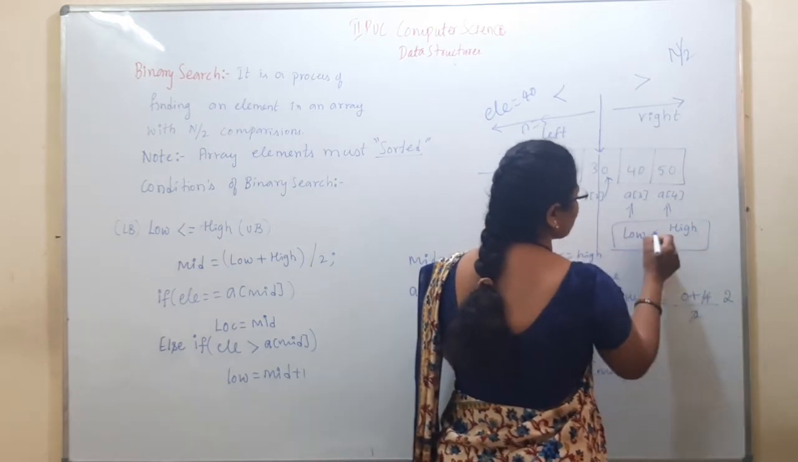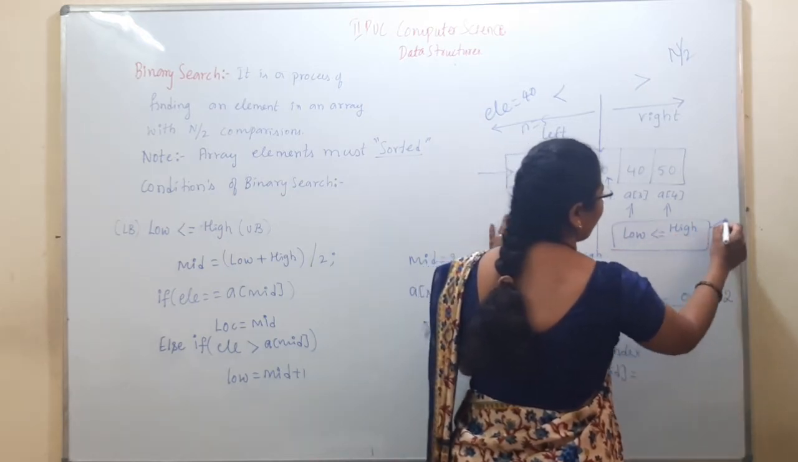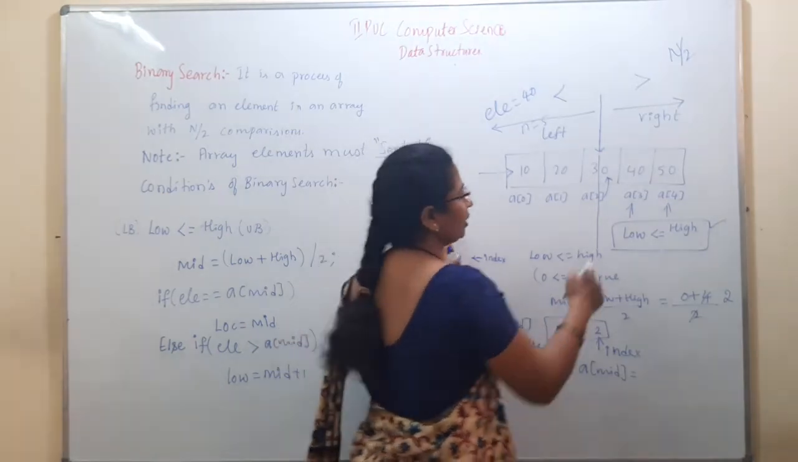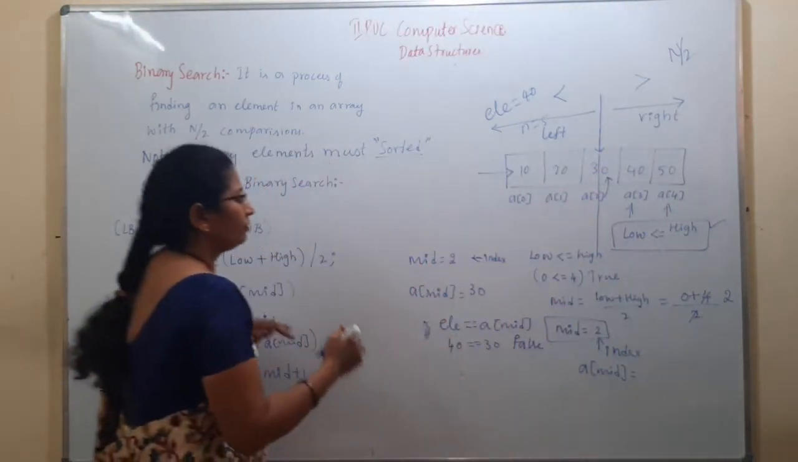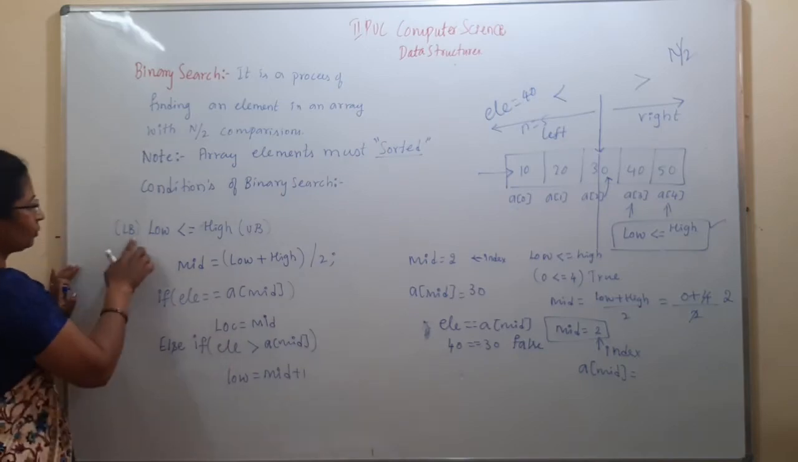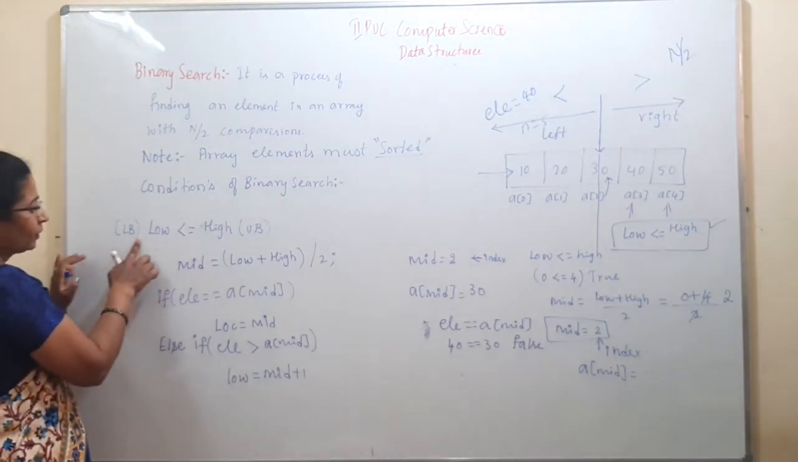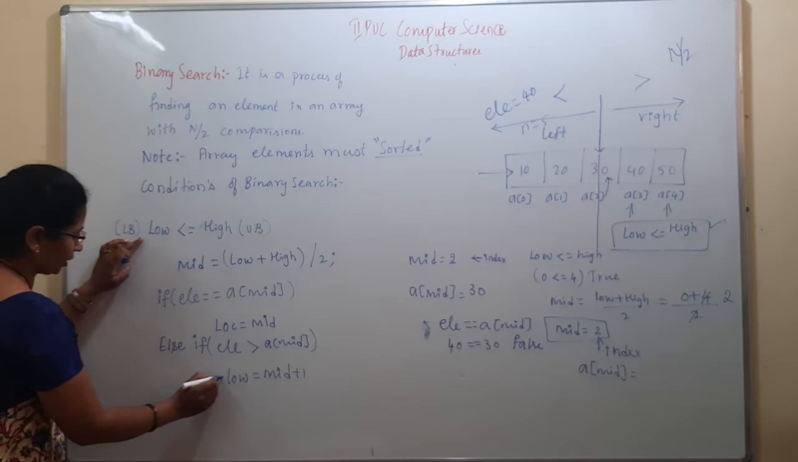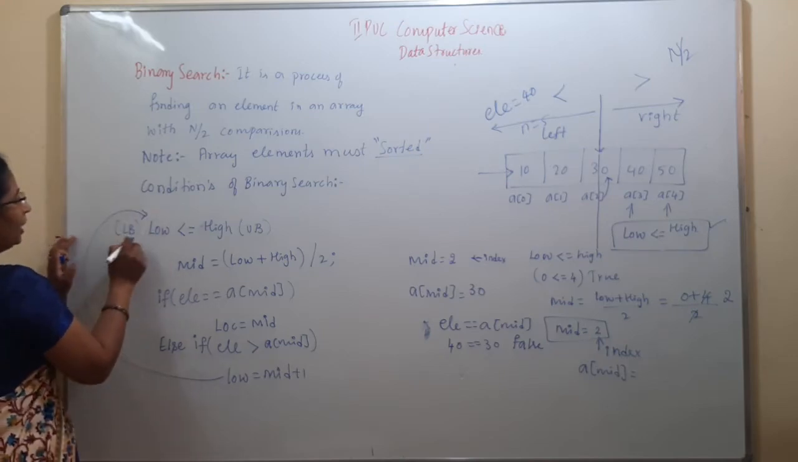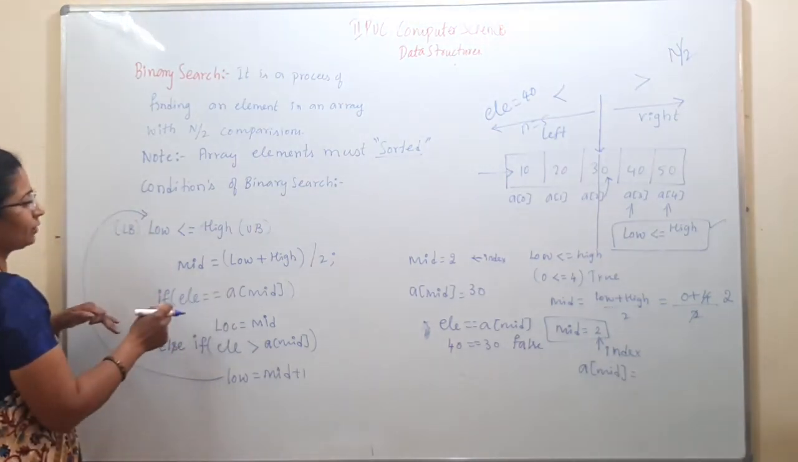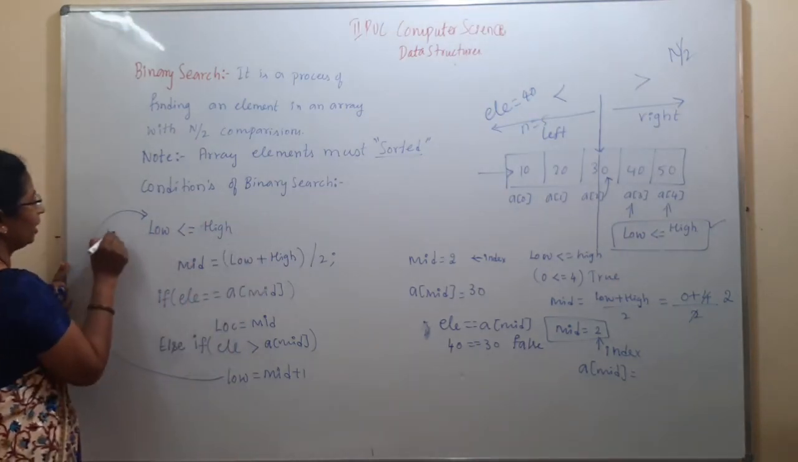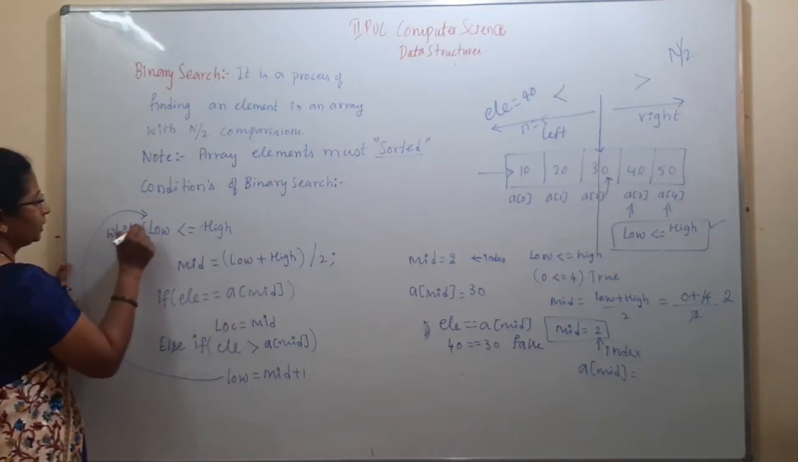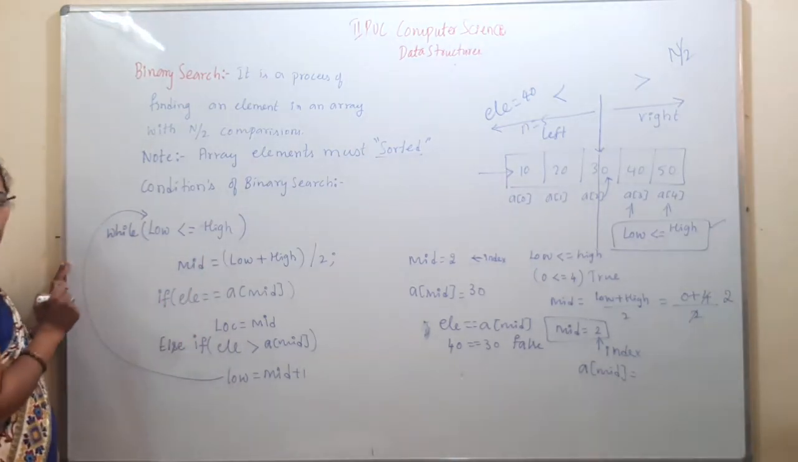Always the low value should be less than or equal to the high value. Is that the condition? Yes, 3 is less than or equal to 4. If that is the condition, again this will be repeated from here. Hence we need to execute the set of statements repeatedly. Then this condition has to be tested with a while loop.